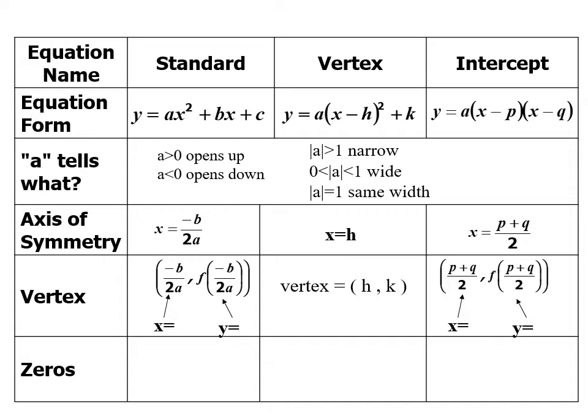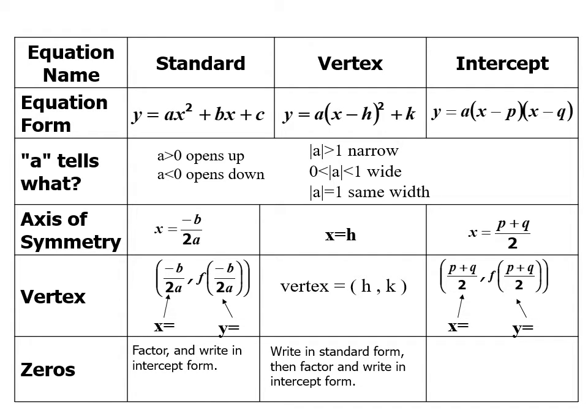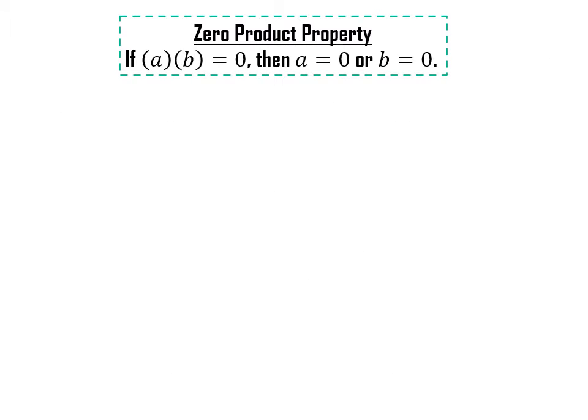For the zeros, or the x-intercepts, you have to factor and write it in intercept form, or you have to write it in standard form if it's in vertex form and then factor it. And intercept form tells you that the x-intercepts are (p, 0) and (q, 0). Now, zero product property: if a times b equals 0, then either a equals 0 or b equals 0, or they both equal 0.